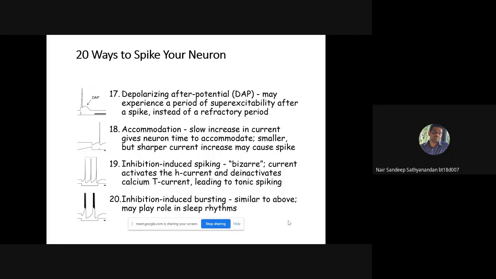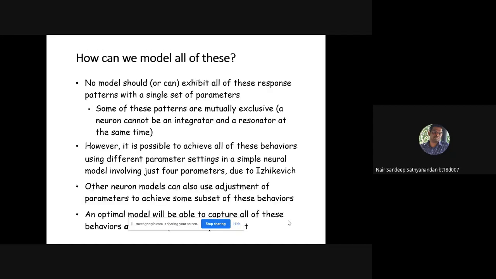And then there is another variety called accommodation. A slow increase in current gives the neuron time to accommodate. And inhibition-induced spiking, and inhibition-induced bursting. As the names indicate, we can see how the spiking and bursting behavior is seen. So now, how do we model all these behaviors of the neuron? Which neuronal model will help us to model that? Most of the neuronal models can exhibit some of the response patterns, not all. And some of these patterns are mutually exclusive. That is, they are similar.